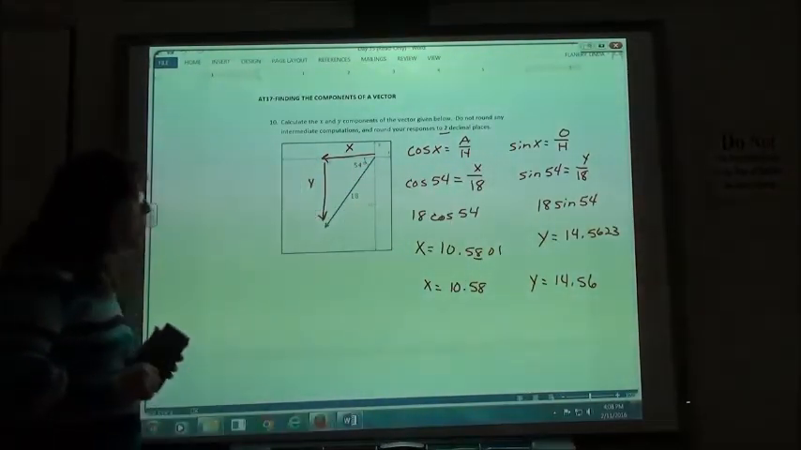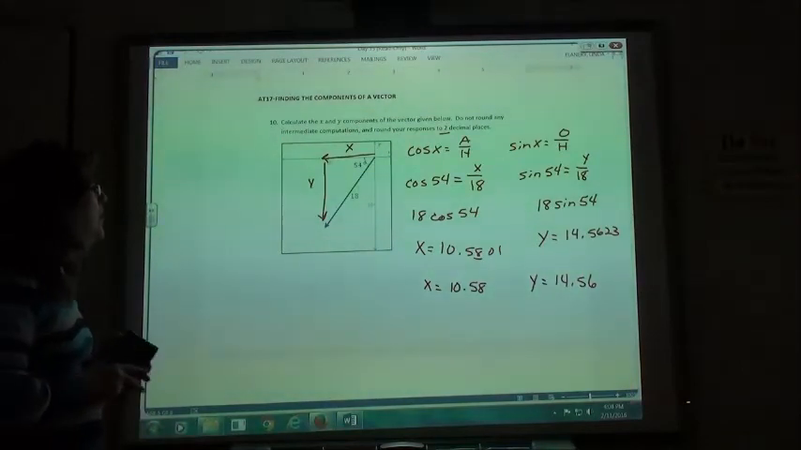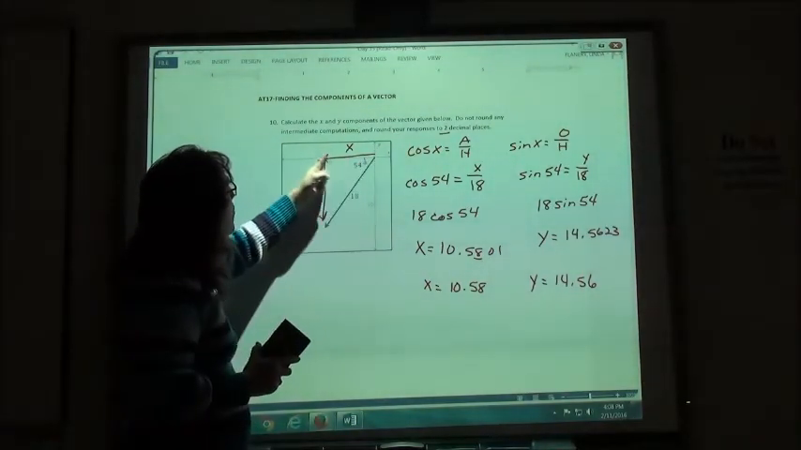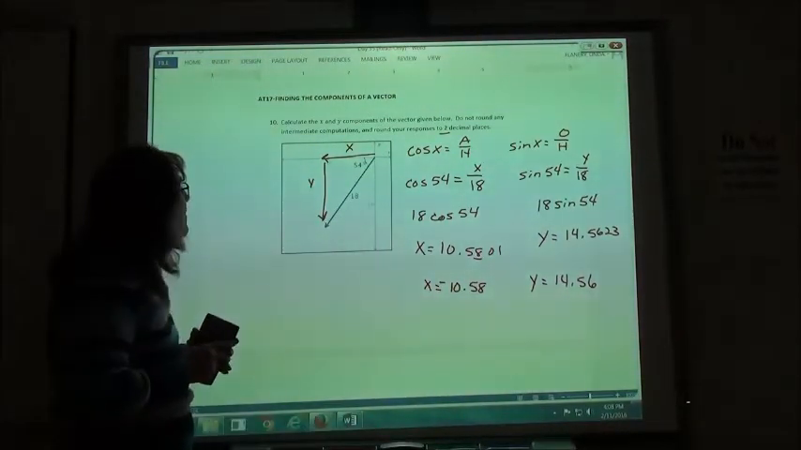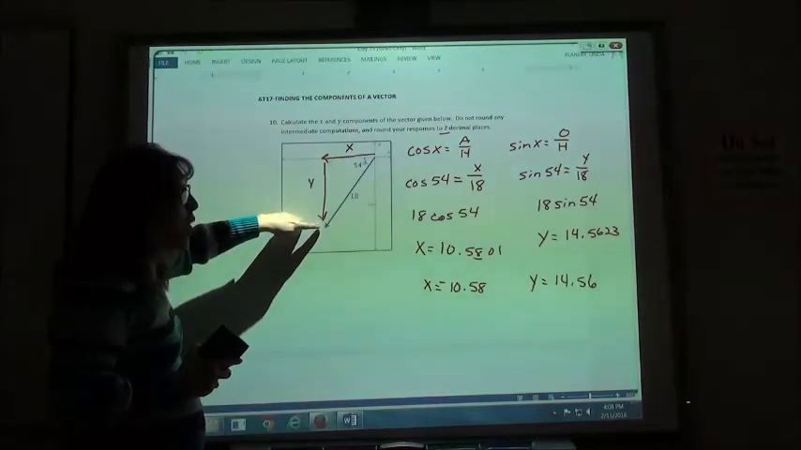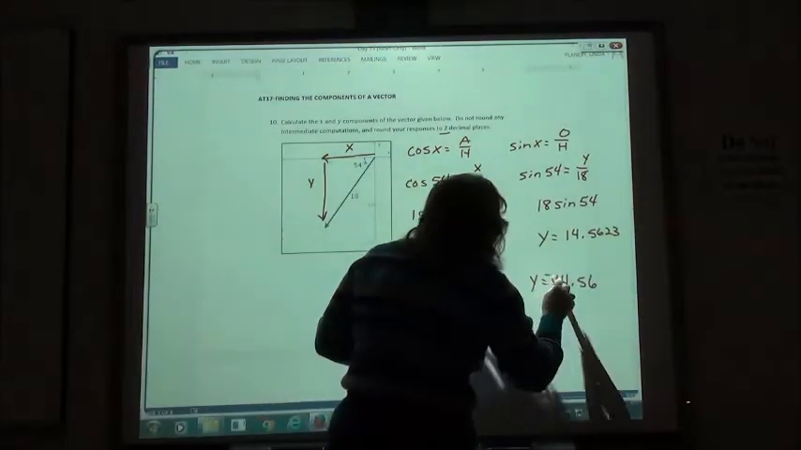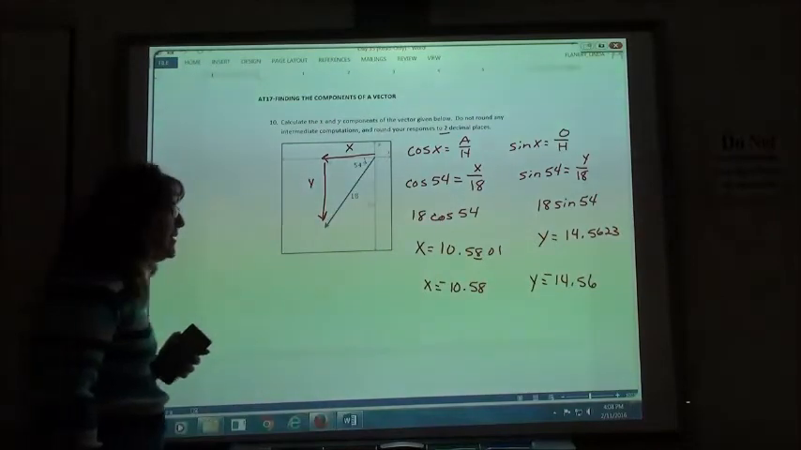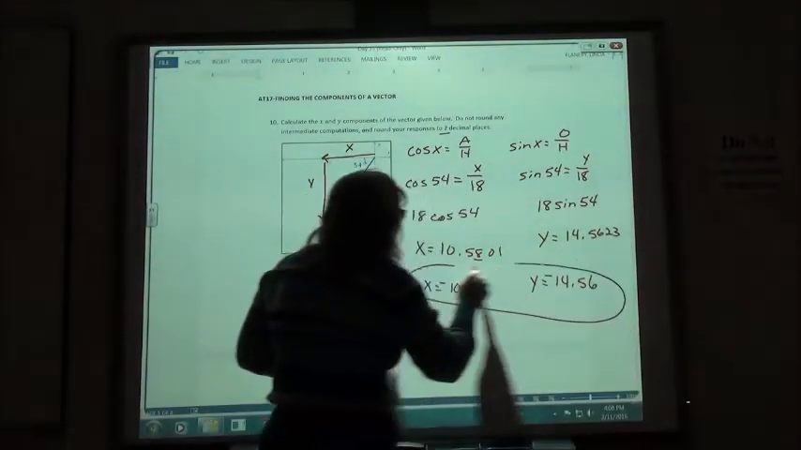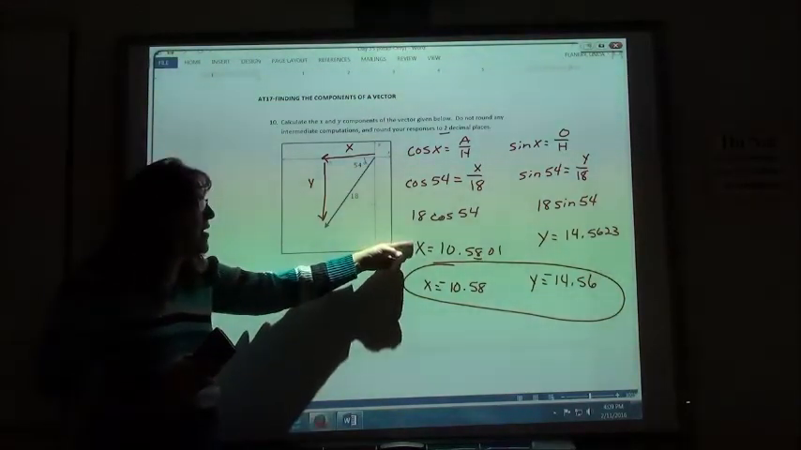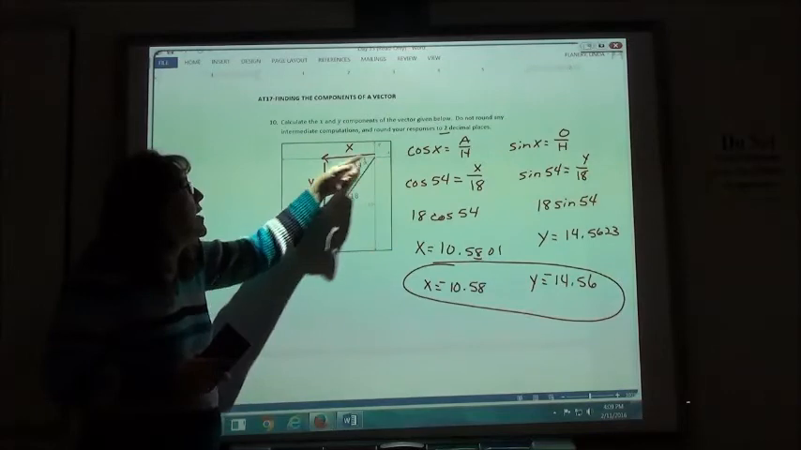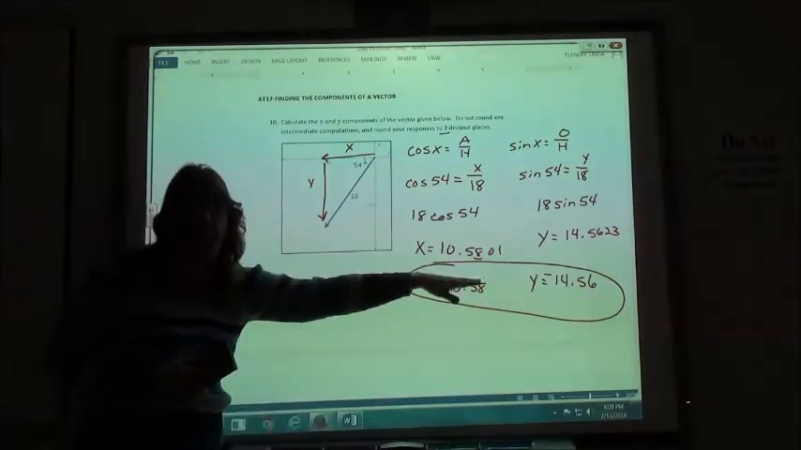Now, I have to make sure I have the right signs on my answer. This happens to be going backwards, so x should be negative. So negative 10.58. This is going down, so y is also going to be negative. So negative 14.56. So x is negative, y is negative, and I found my answers. So always make sure you go back and make sure you have the right sign on your answer, because these are going to end up being positive. But if you're like this one in quadrant 3, you went negative and negative, so both your x and y should be negative.